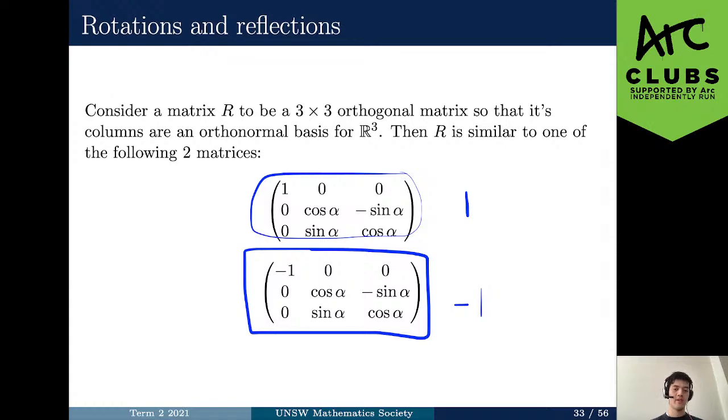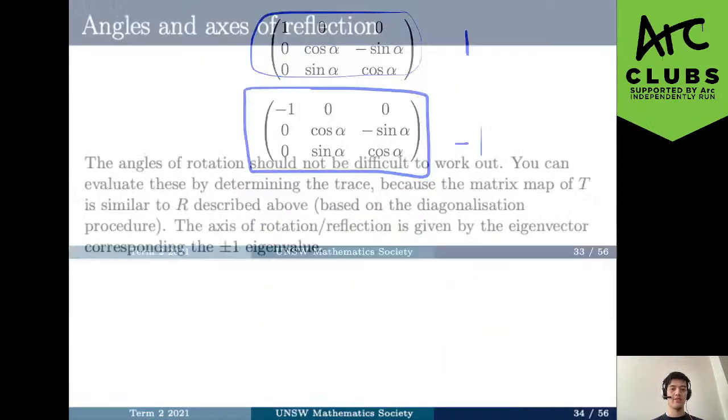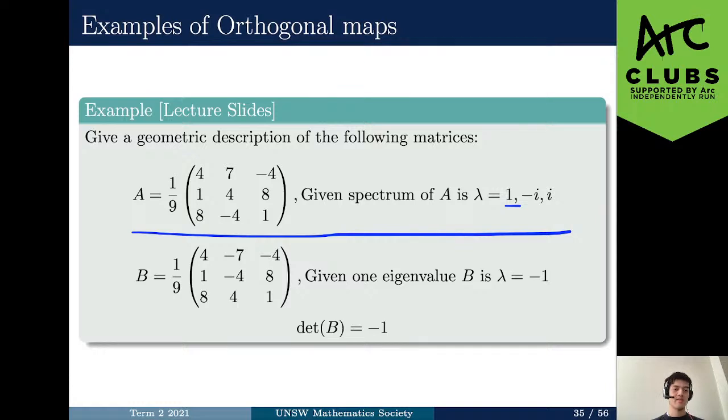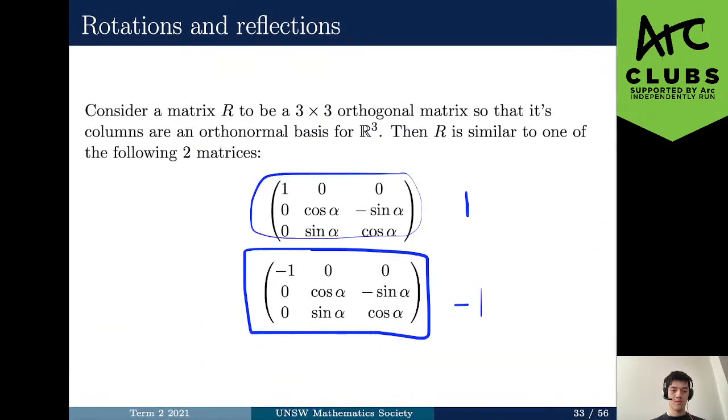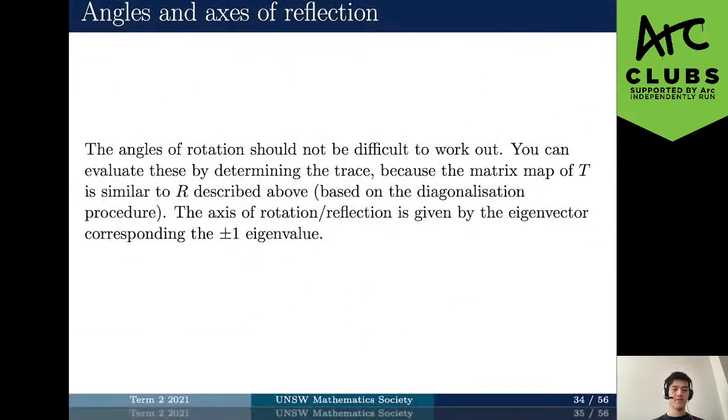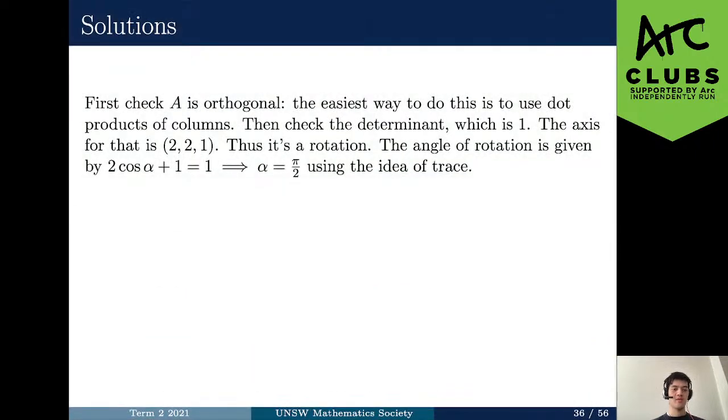And so in order to calculate the angle of rotation, all I need to do is calculate the trace. In this case, the trace is 1. But the trace is equal to 1 plus 2 cos alpha. And so 1 plus 2 cos alpha should be equal to the trace, which is 1. And so the angle of rotation is pi on 2. That's all you need to look at. You just need to look at the trace and equate that to 2 cos alpha plus 1. The solution is the angle of rotation.